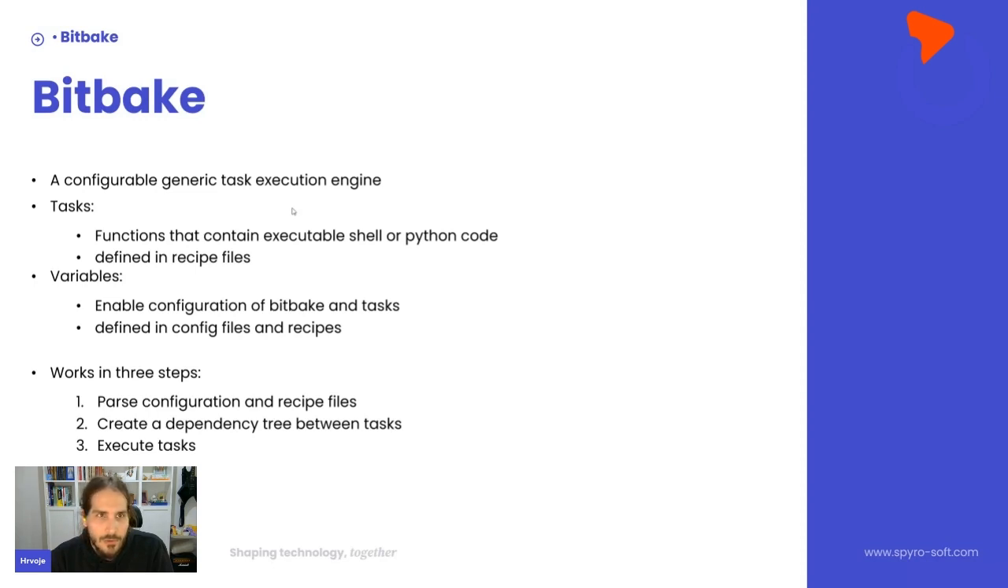And then how does BitBake actually work? Well, first it will parse all configuration and recipe files it can get its hands on. And based on these files, it will create a dependency tree between the tasks, and then it will, based on the dependencies, execute the tasks in order.